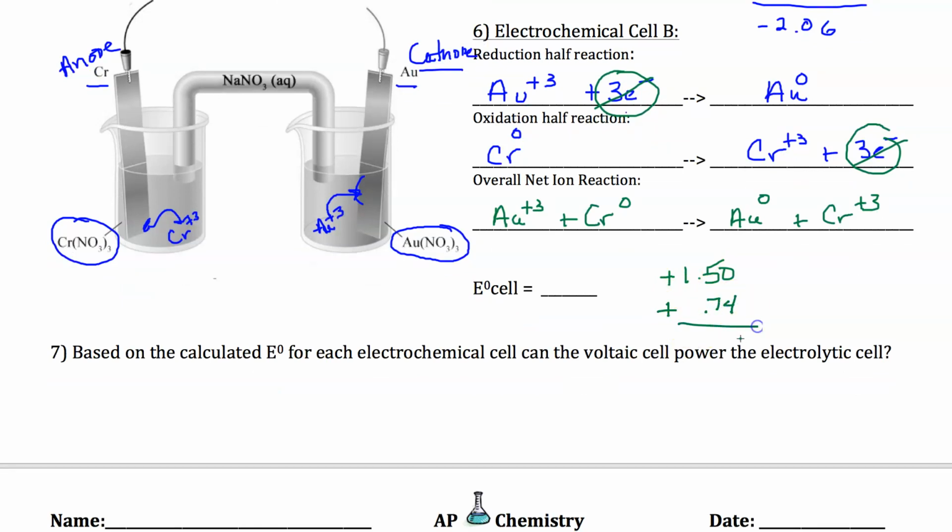Add them together, and you get 2.24 volts, and it's positive. Write it in loud and proud to make sure. Okay, now we haven't connected these yet, so let's do that.